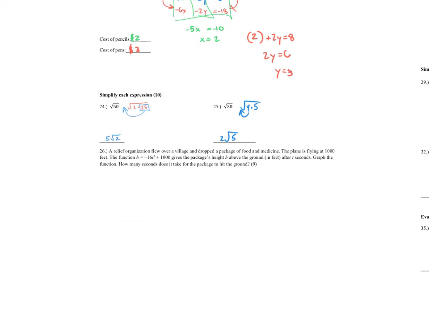Here we have a relief organization that flew over a village and dropped a package of food and medicine. The plane is flying at 1,000 feet. The function h = -16t² + 1,000 gives the package's height h above the ground after t seconds. Graph the function. How many seconds does it take the package to hit the ground?